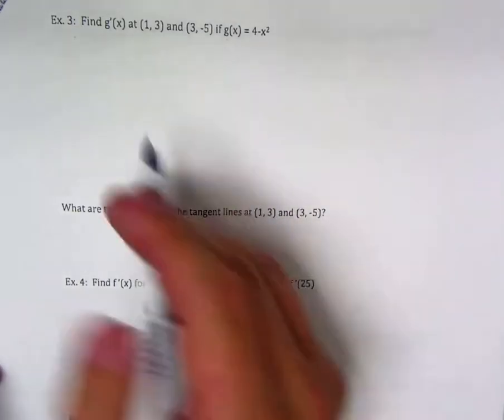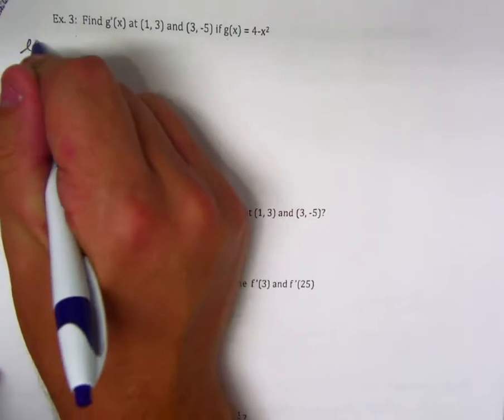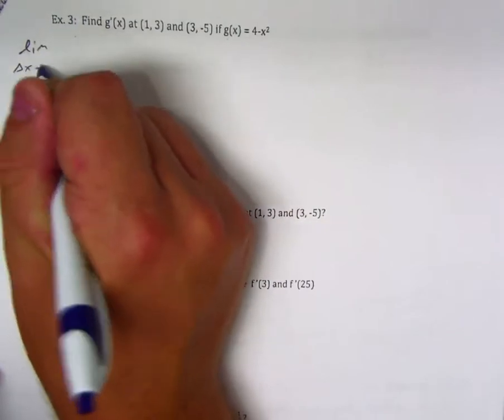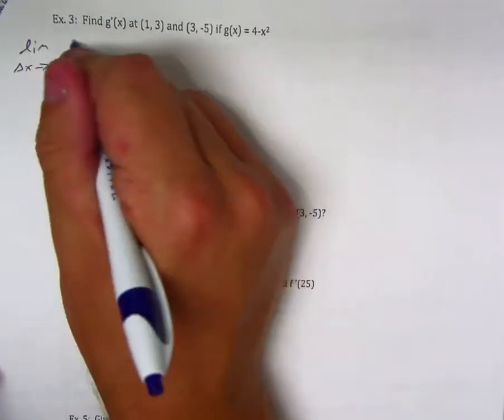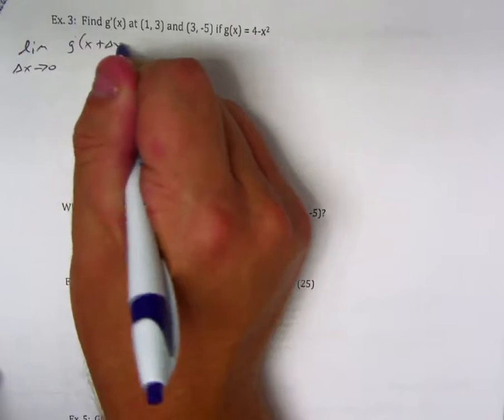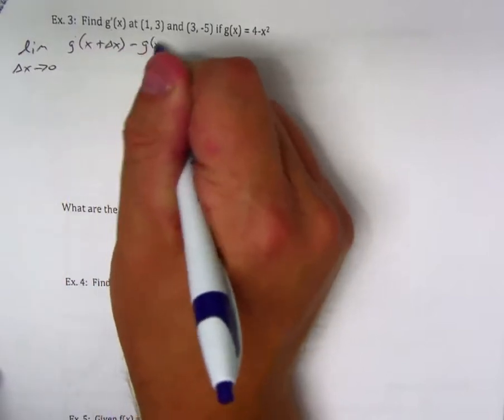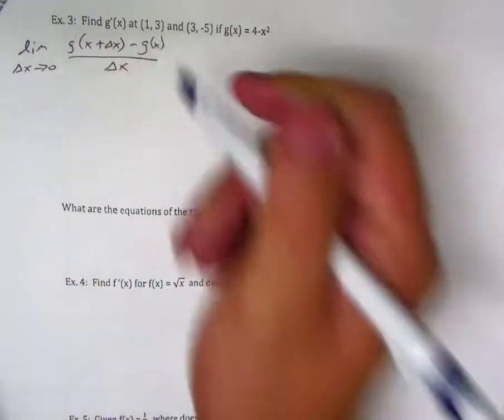Let's find the derivative. So we're going to have the limit as delta x approaches 0 of g of x plus delta x minus g of x over delta x.